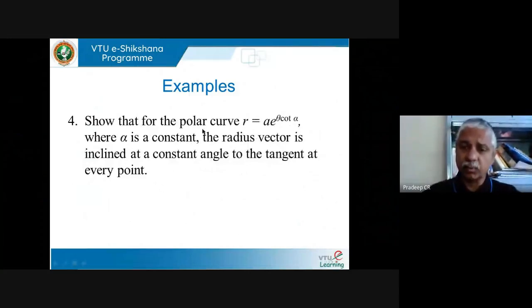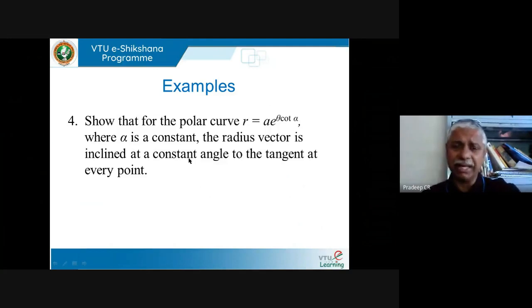So this is another polar curve. r is equal to a e power theta cot alpha, where alpha is a constant. You want to show that for this curve, the radius vector is inclined at a constant angle to the tangent at every point. That means the angle between radius vector and tangent is always constant. Similar is the case when you take a circle: the angle between radius and tangent is always 90 degrees. Here, I'm not saying it's 90 degrees. It's some constant, is what I want to prove.